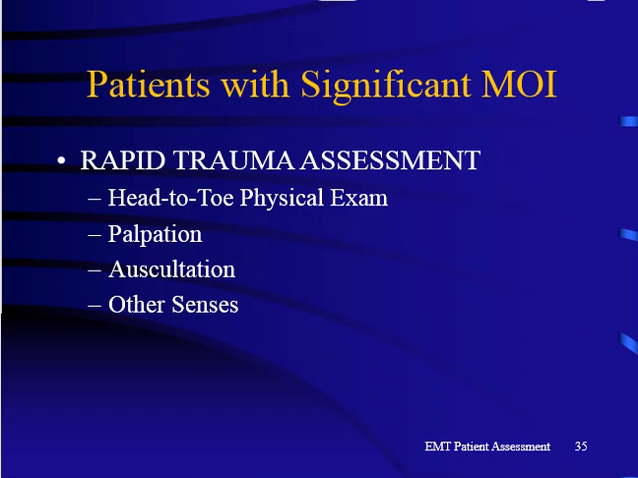Patients with significant mechanisms of injury, rapid trauma assessment. If you have a patient with a significant mechanism of injury, like we talked about with the open femur fracture, you're going to perform what we call a rapid trauma assessment. A rapid trauma assessment is pretty much a head-to-toe physical examination of the person. You're going to palpate all the legs, any injury sites, pretty much the whole body. You want to listen to lung sounds.